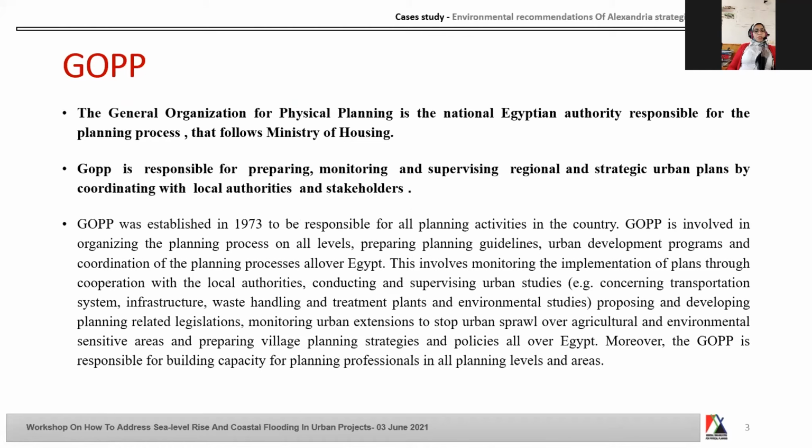First, I would like to introduce GOPP, the General Organization for Physical Planning. It's the national Egyptian authority responsible for the planning process that follows the Ministry of Housing. GOPP is responsible for preparing, monitoring, and supervising regional and strategic urban planning, coordinating with local authorities and the stakeholders.